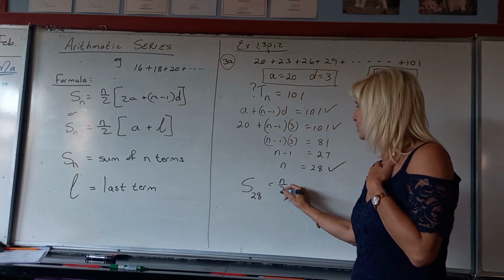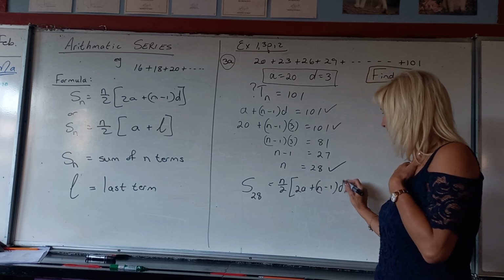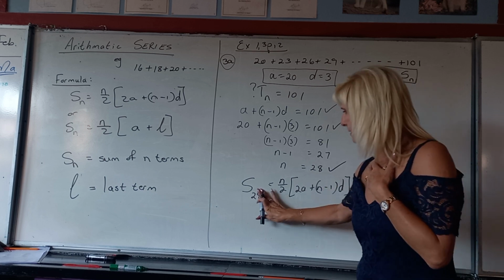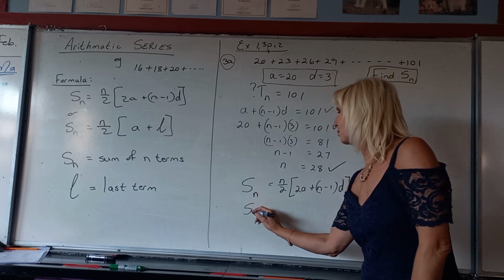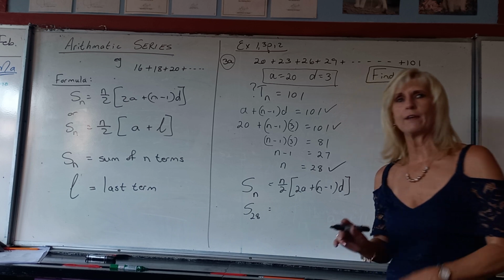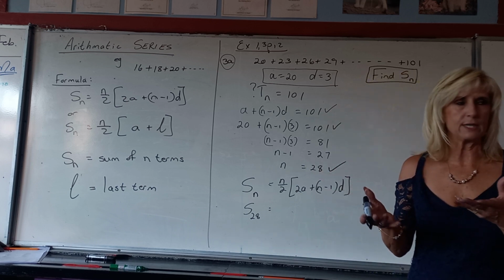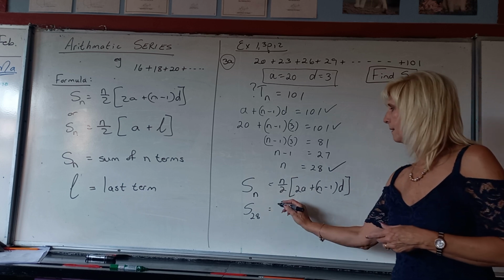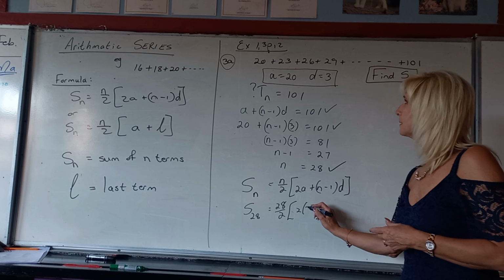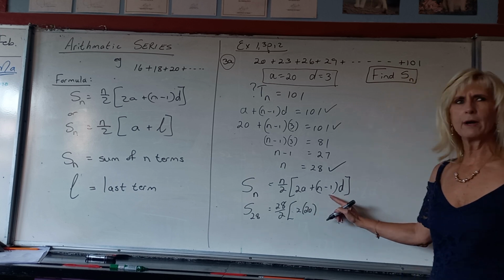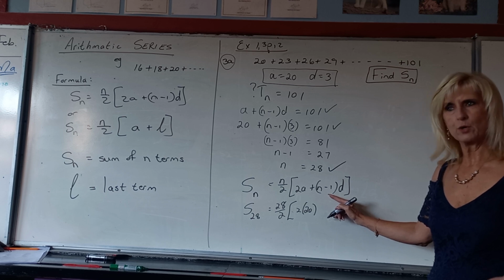So it's n over 2, 2a plus n minus 1, d. Now let's, for a start, write this n first. And now I'm going to substitute. Now guys, the quicker you get into it, that's fine. You don't have to write the formula. Then the substitution, you can immediately, when you write it, already substitute the n with 28, the a with 20 still, and n minus 1, 28 minus 1, which is 27.